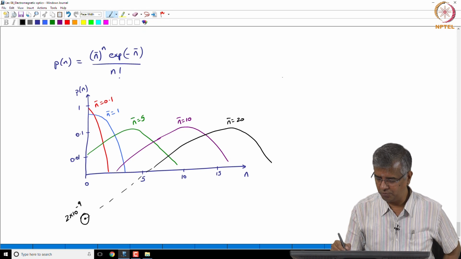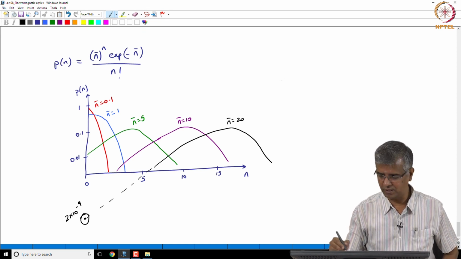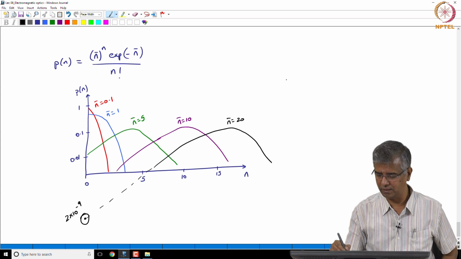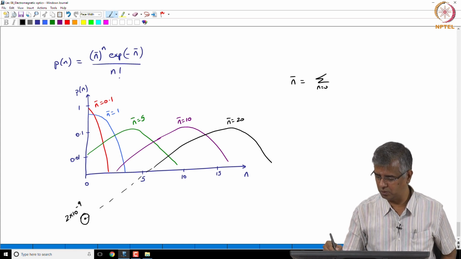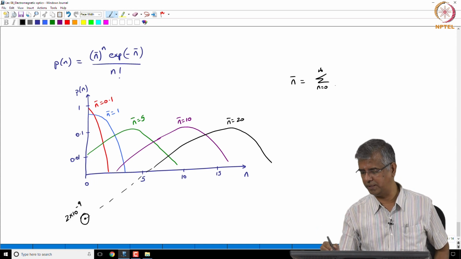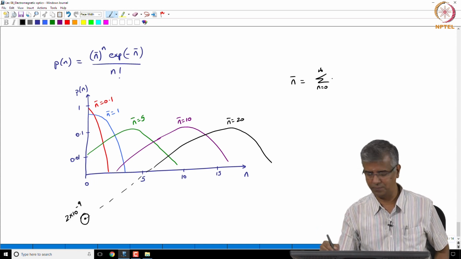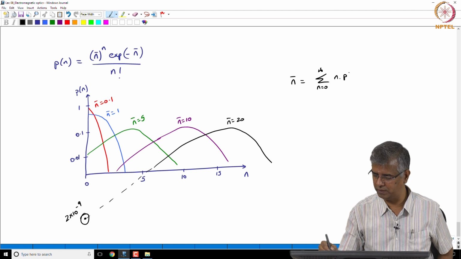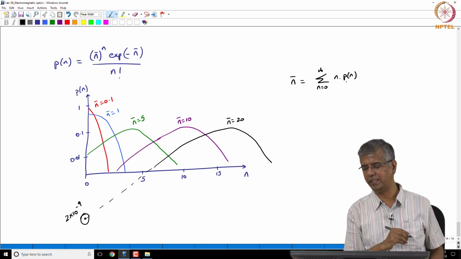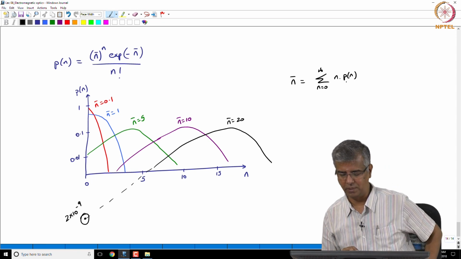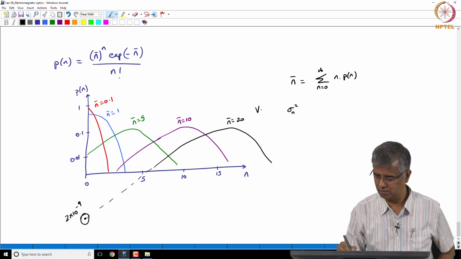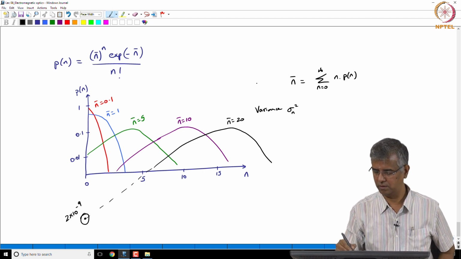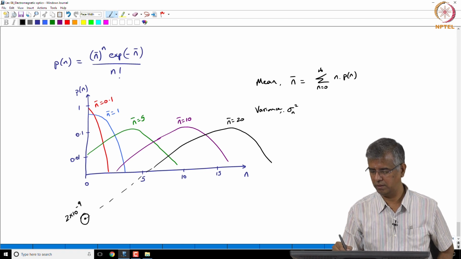Just one quick thing before I end this, if I just go on to looking at a Poisson distribution, if you look at the mean number of photons, that would correspond to, you have all these possibilities that it could be 0 or all the way to infinity, but the probability of those are weighted. So, n into p of n is the mean, and more importantly, if you look at the variance, so this is the mean and this is the variance.